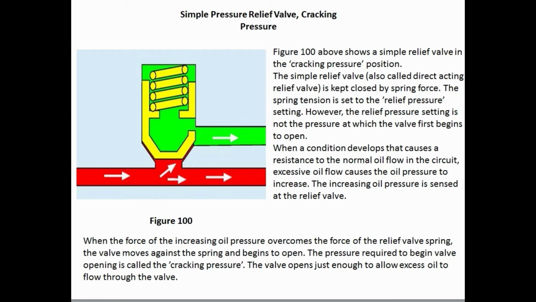When a condition develops that causes a resistance to the normal oil flow in the circuit, excessive oil flow causes the oil pressure to increase. The increasing oil pressure is sensed at the relief valve. When the force of the increasing oil pressure overcomes the force of the relief valve spring, the valve moves against the spring and begins to open. The pressure required to begin valve opening is called the cracking pressure. The valve opens just enough to allow excess oil to flow through the valve.